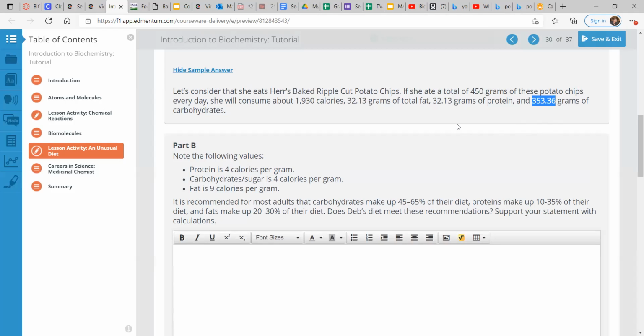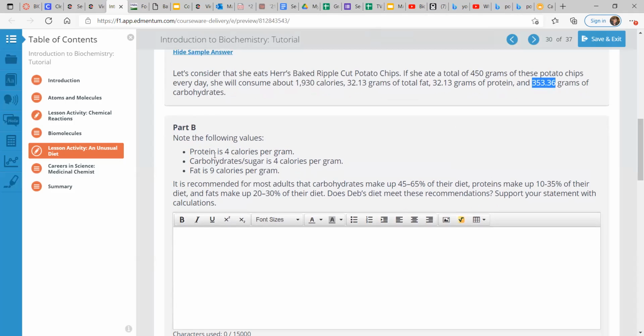353 grams of carbs. And protein, for each gram of protein, there is 4 calories. Same goes for carbs and or sugar. And then fat is the odd person out, the odd nutrient out with 9 calories per gram. So there's a lot of energy stored in fat, which can be good for certain occasions.